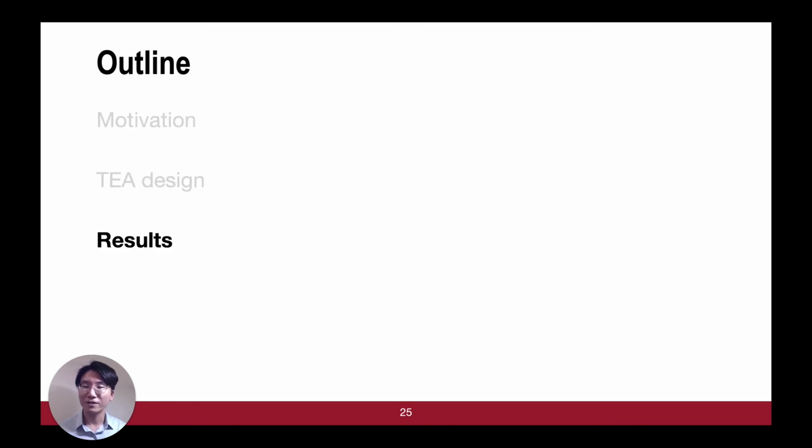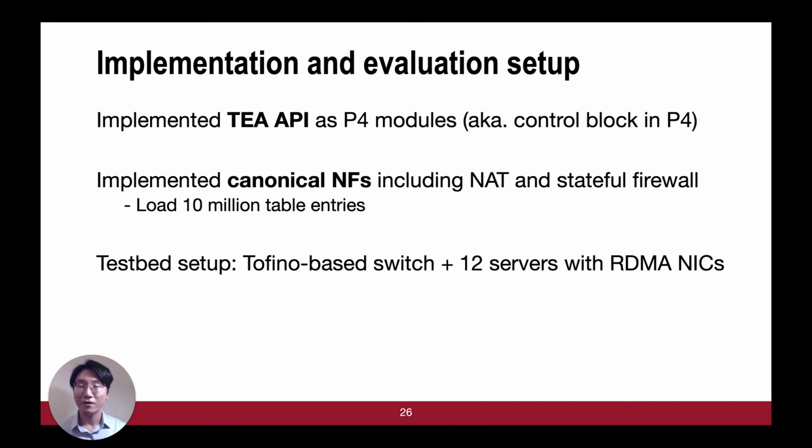Let me close with our implementation and a few performance results of T. We implement T, API, and runtime as modules in P4 so that developers can easily enable T with their NF implementations. Using the APIs, we implement canonical NFs, including NAT, stateful firewall, and load balancer. We evaluate T using a testbed consisting of a Tofino-based programmable switch and a number of servers with RDMA NICs.